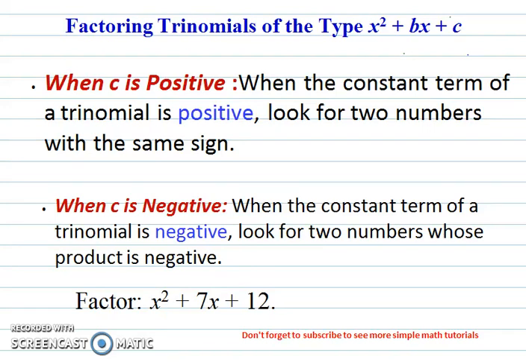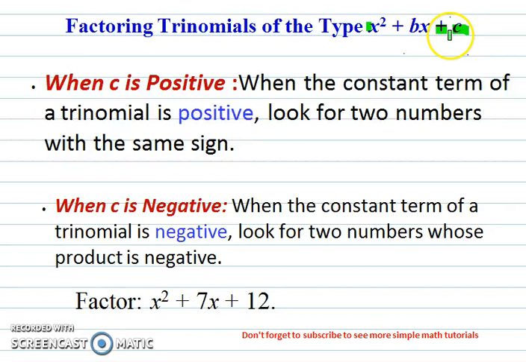Hello! In this video, we're going to talk about factoring trinomials of the type x squared plus bx plus c by examining the constant term c. As you can see, in this type of trinomial, the coefficient of x squared is 1. In a different video, we're going to see when the coefficient of x squared is greater than 1. By examining the constant term c, let's look at the sign.